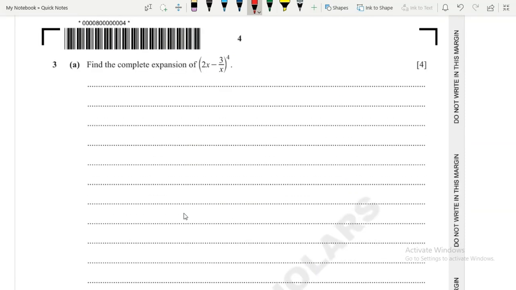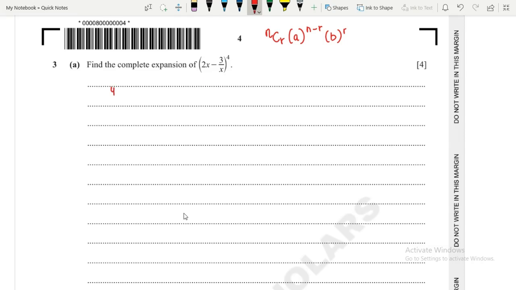So question number 3 says: find the complete expansion of (2x minus 3 over x) to the power 4. So this is the question for the binomial expansion. Let's just recall the formula. It is nCr, then a to the power n minus r, and b to the power r. So n is this power, the 4, and r is the consecutive numbers from 0 to n. So we can just work it out like this.